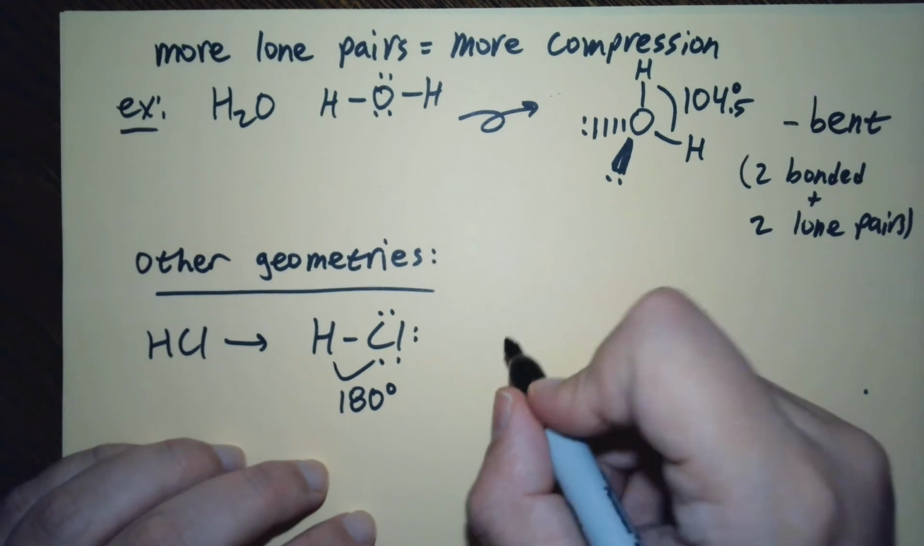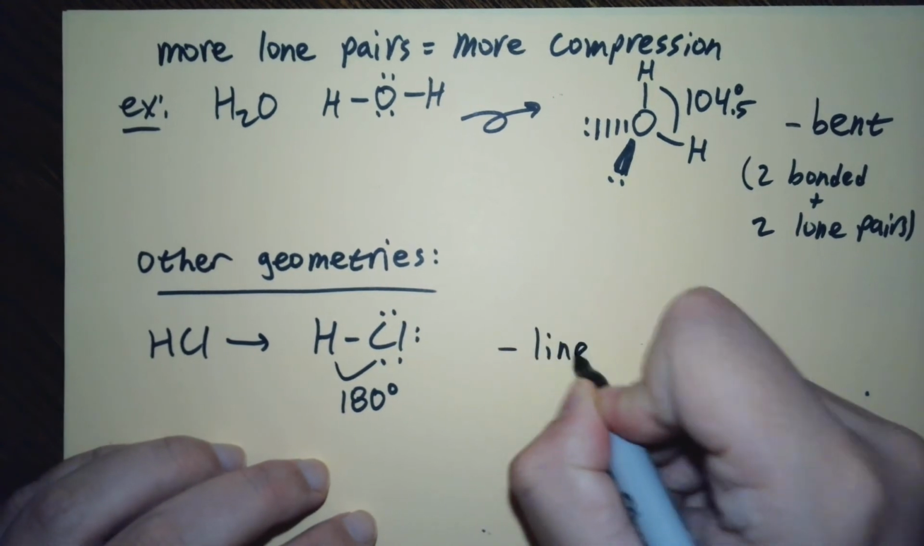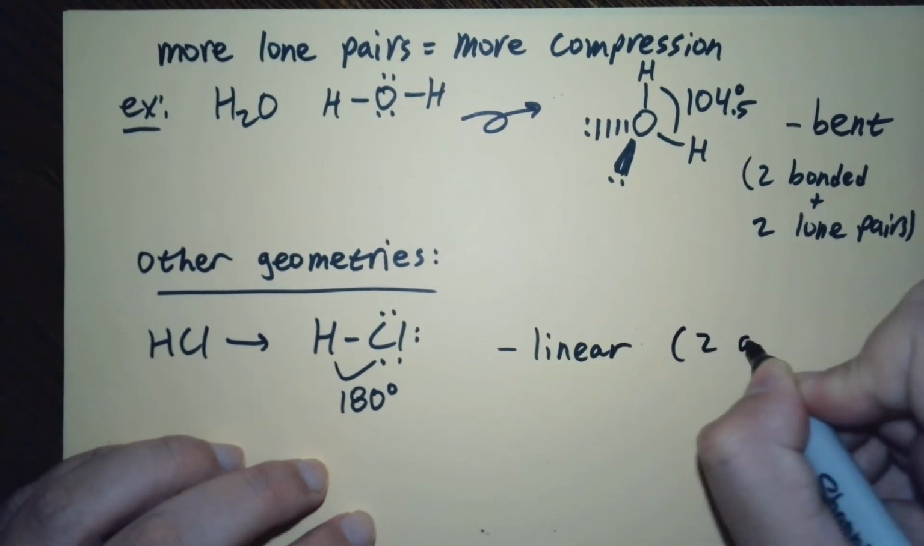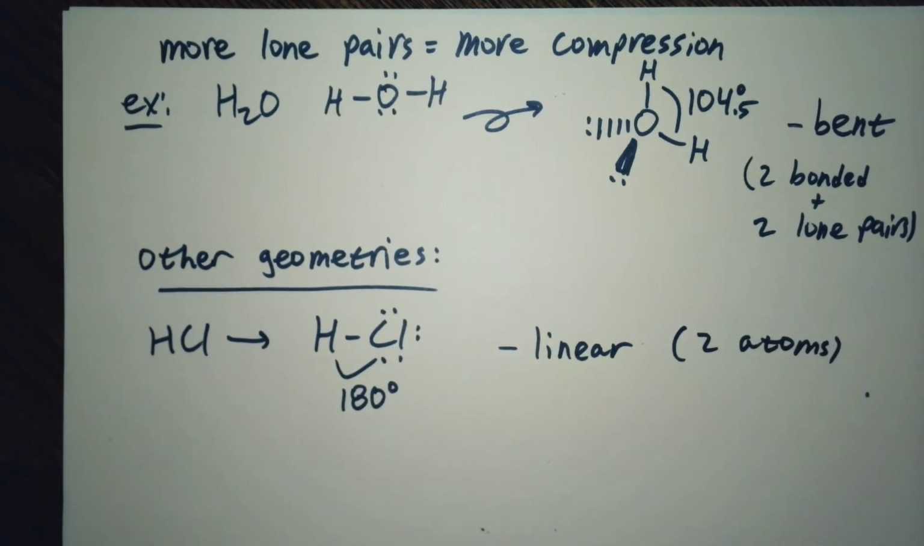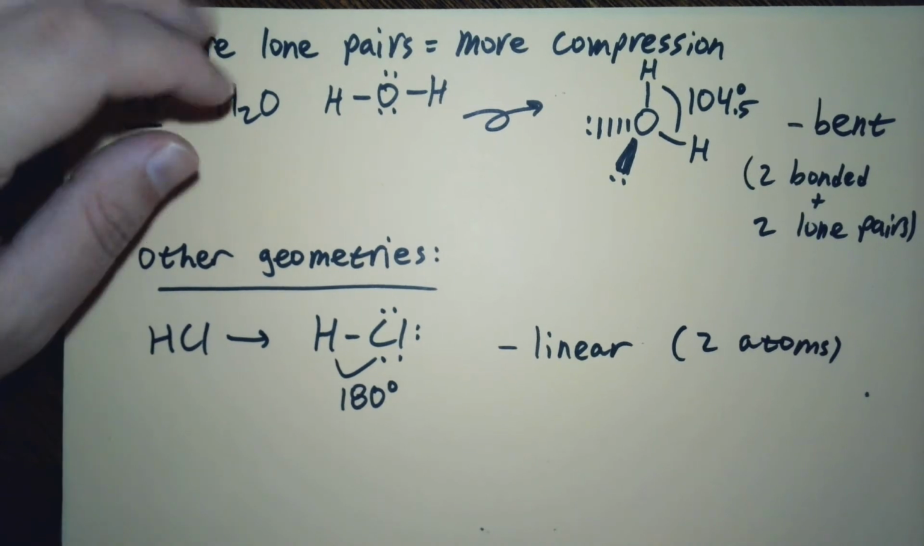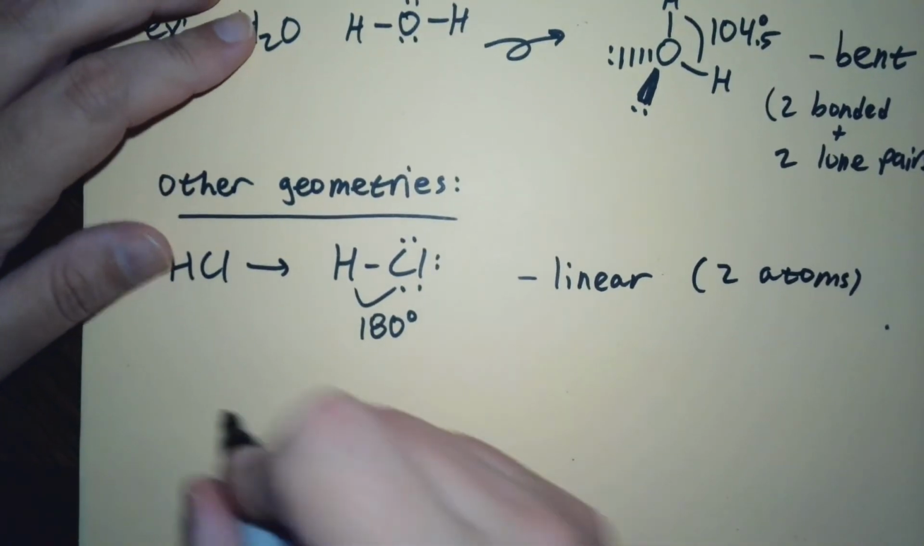And so we call this linear if you have 2 atoms. So if you only have 2 atoms, automatically linear geometry, 180 degrees. You can also have something like CO2.